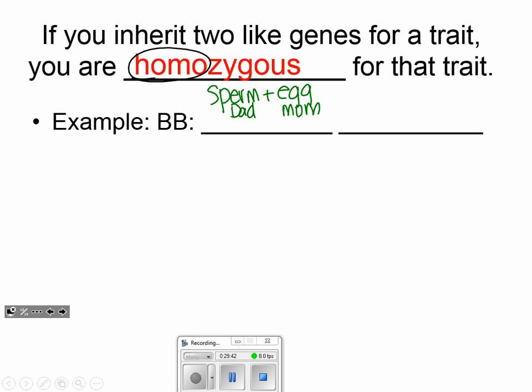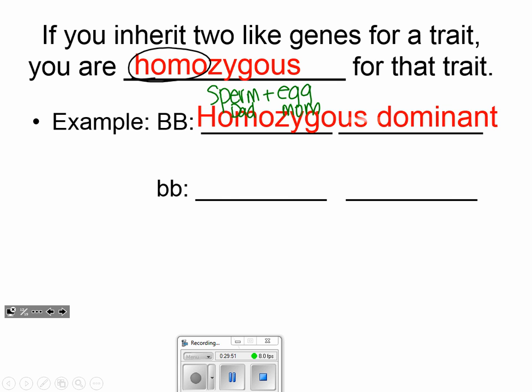All right, big B, big B. This is going to be what? Brown eyes and homozygous dominant. Little b, little b. They're the same, so it's going to be homozygous recessive. Good job.